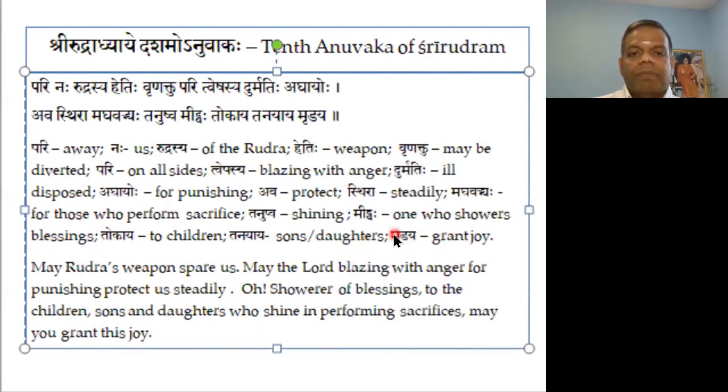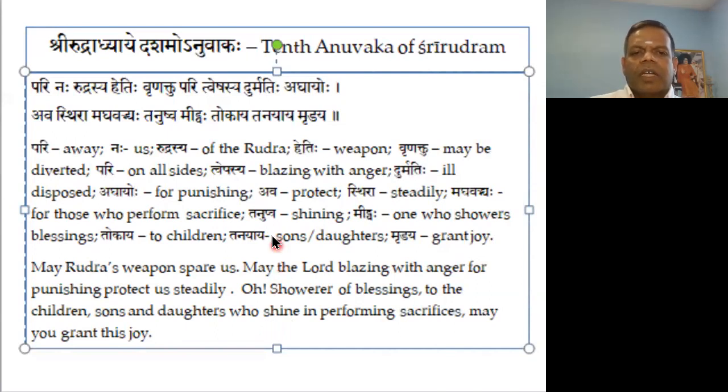Then we are saying Midvaha, the Lord who grants blessings, who showers blessings, who showers joy. Midvaha. Tokaya Tanayayam Radaya. So this Midvaha is actually Tanishva. One who is granting this joy is also shining steadily. One who shines is Midvaha. Tanishva Midvaha. We are asking him, the Lord who is a showerer of blessings.